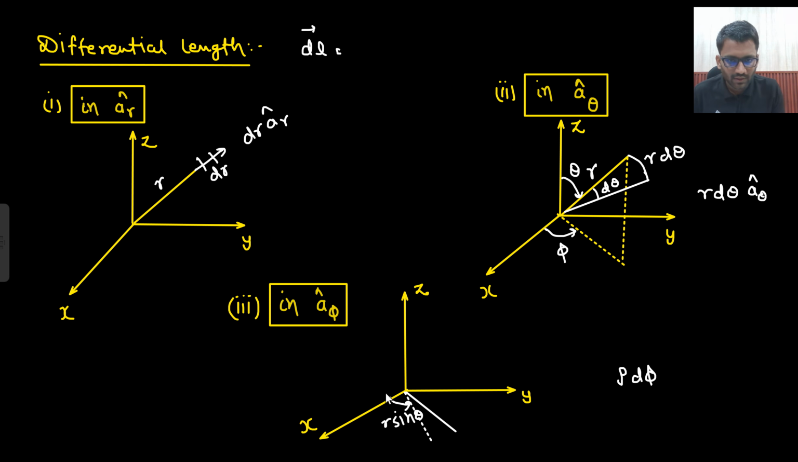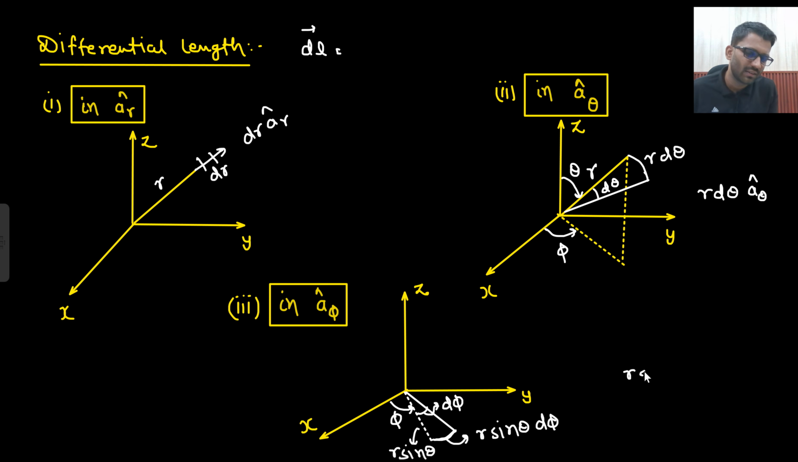Initially phi was fixed here. Now you are working d phi. What will be this length? This length is r sin theta. This length did not change. This is also r sin theta. So how much will be this length? R sin theta d phi. Or you can say rho d phi. In the direction of rho I am going.